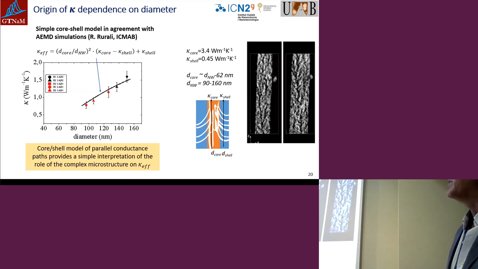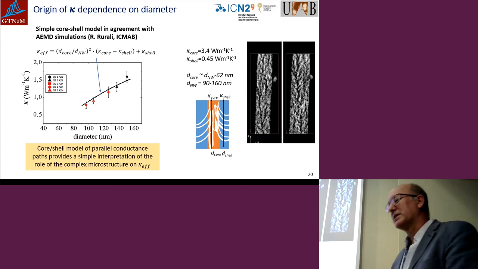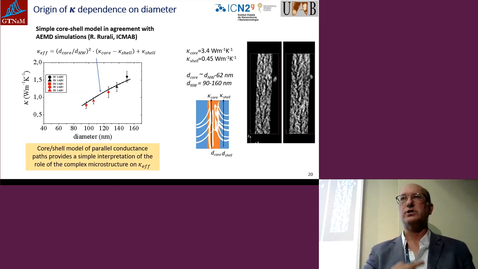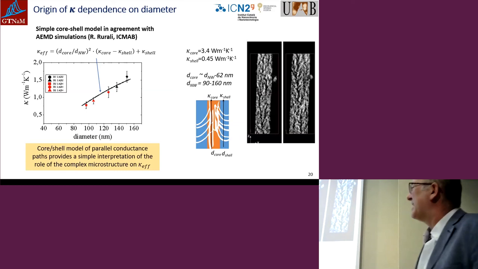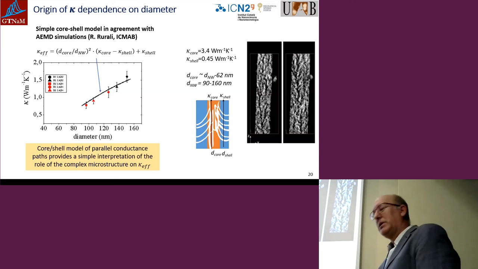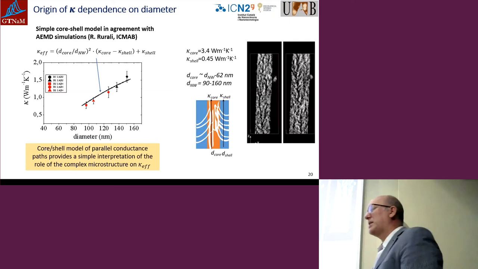So we did a collaboration with Ricardo and Xavier Cartoixà, and they did approach-to-equilibrium molecular dynamics simulations, not on this system, but on similar systems in which they have a core, which was a single crystalline core, surrounded by pores. So they have this system made with two different thermal conductivities. And I will not be showing their molecular dynamics results, but at the end they were able to see that this kind of geometry can be modeled by a very simple equation that basically tells you that you have two parallel paths of conductance, one that goes through the inner core and one that goes through the shell. If you use this parallel conductance, you can get this thermal conductivity.